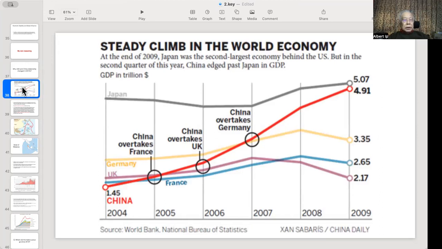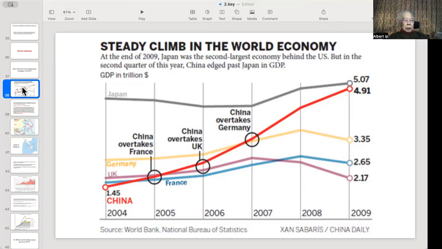The second largest economy before 2010 was Japan. But from the graph shown here, at about 2009, China almost becomes the second largest economy. At that time, Japan's economy is about $5 trillion, and the Chinese economy is about 4.9 trillion. There's about $20 million before China catches up with Japan and becomes the second largest economy.